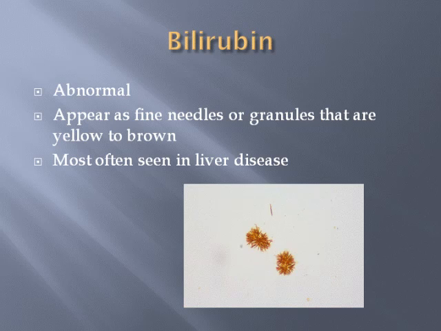Bilirubin crystals are not normal. They appear as fine needles or granules that are yellow to brown, and you most often see this in liver disease. They kind of look like bundles, but you can see them individually as well.